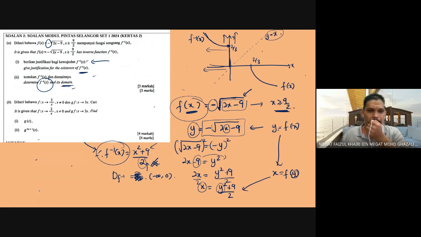Okay, next question. Given that f(x) equals 2 over x, and g f(x) equals 3x. This is the composite function g and f. This is a single function f(x).